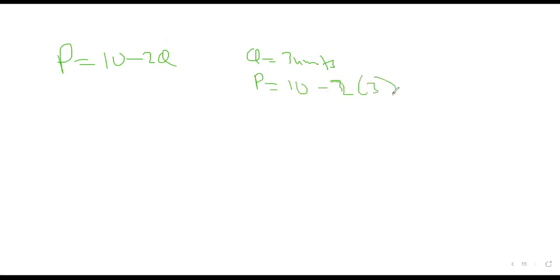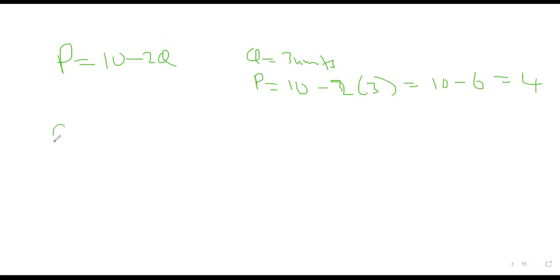The same question could come. Elasticity is given by P is equal to 10 minus 2Q. And we're given that our Q in this case is 3 units. So this is an inverse demand because P is the subject. When you put 3 there, our P will be 10 minus 2 times 3, meaning our P here will be 10 minus 6, which is 4.